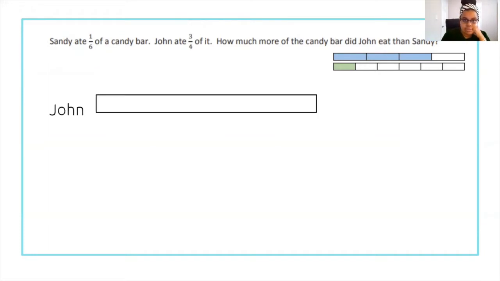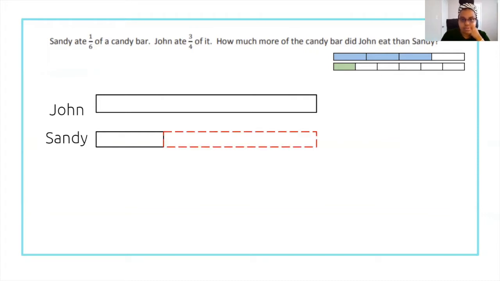So the first tape diagram I can make is for John. Then I can make a second tape diagram for Sandy, but I know that her bar needs to be smaller. Go ahead and on your paper or on your dry erase board, make a tape diagram for John, and you know that that tape diagram needs to be longer than Sandy's tape diagram because 1/6 is less than 3/4.